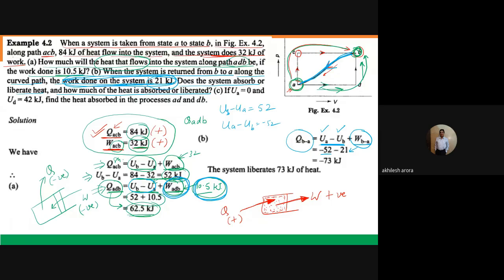So this value is negative, minus 21. So the total value of heat transfer from B to A is minus 73. So it means the system liberates 73 kilojoules of heat. That means the heat is leaving the system. Okay.